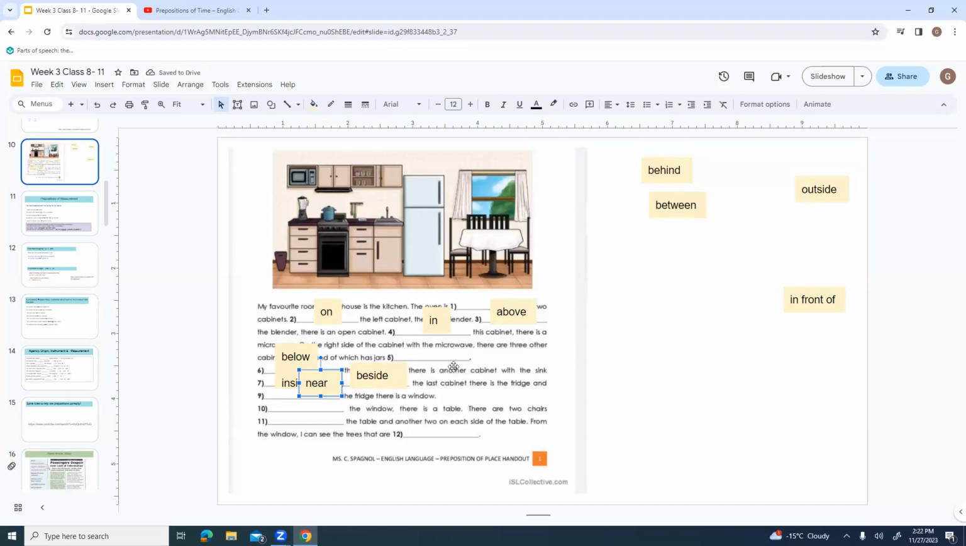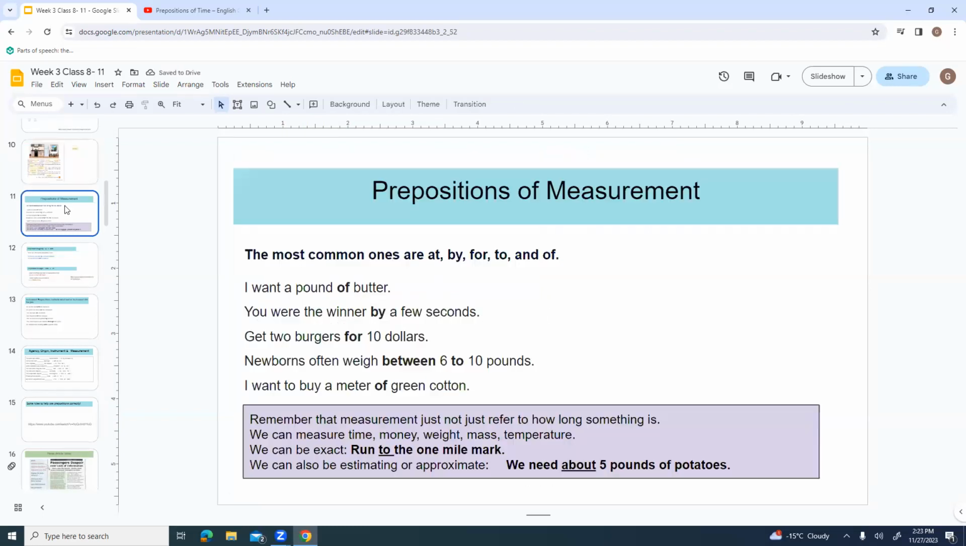Something the window, there is a table in front of. So sometimes there's only one that works. Other times there's multiple ones that would be similar, right? There are 2 chairs, blank the table, next to, between. I would have said next to, although I don't see it there. From the window, I can see the trees that are outside. Oh, you know what? I just noticed. I was thinking about these chairs, but there are 2 other chairs behind the table, so that would work too. Okay, so a little bit tricky, but after a while you get kind of used to it.